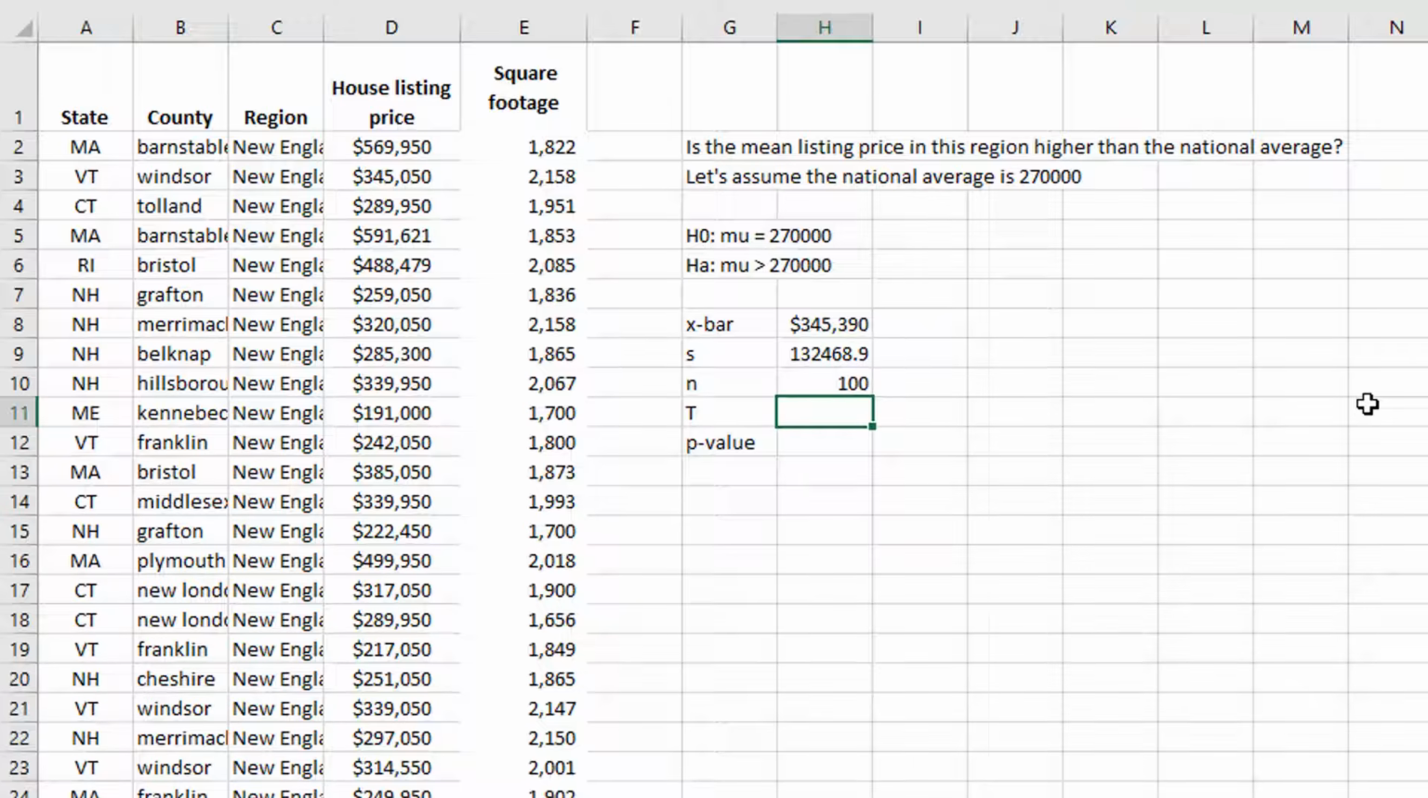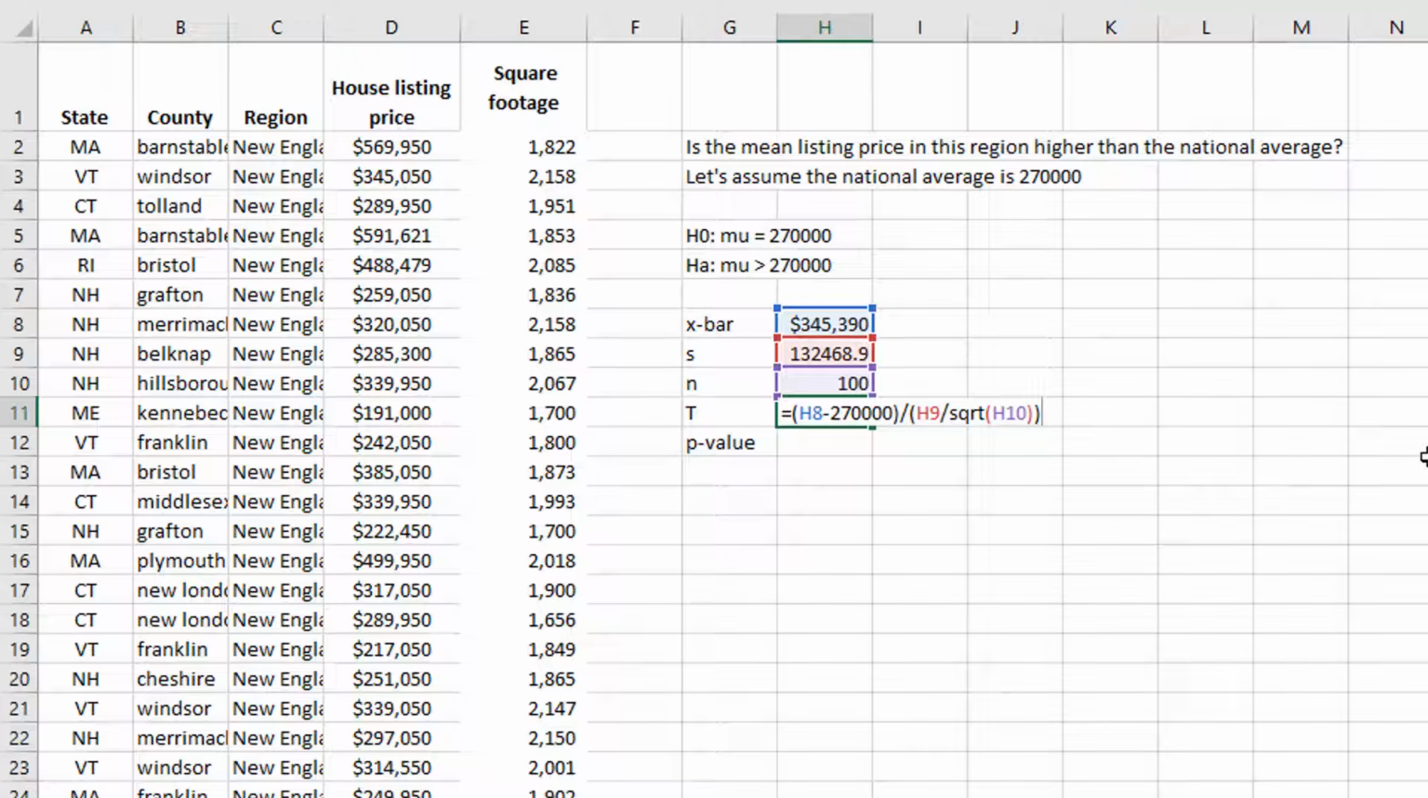The t-statistic is found by taking my sample mean, x bar, minus the hypothesized mean, 270,000. I'm going to divide this by, in parentheses, the standard deviation divided by the square root of the sample size. Now the sample size is 100, so its square root is 10 exactly, but this would work even if the sample size was something else.